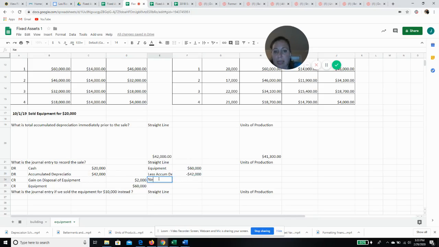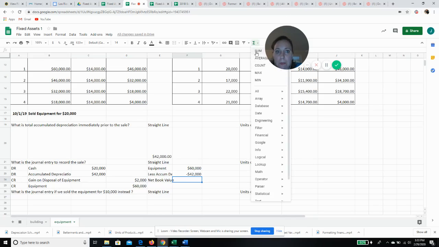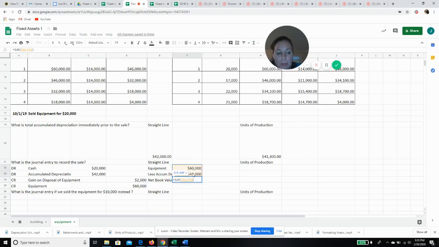That's going to give me a net book value of 18,000. And when I compare that to the cash I received, I can see that I'm getting 2,000 more than the net book value, and that would be my gain. All right, let's do the same thing using units of production.